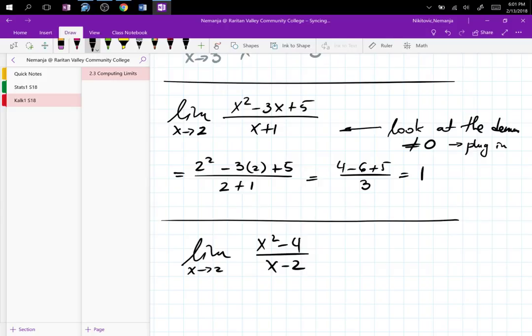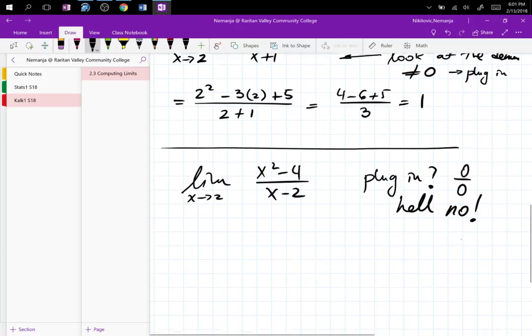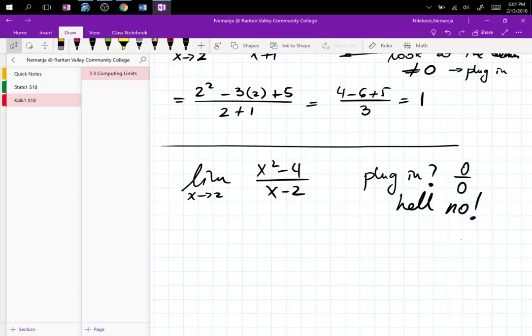Can I plug in? Sure, you can try. It won't work. What happens when I plug in 2? What do I get? I get 0 over 0, right? So can I plug in? Hell no. You can't plug in because you are not getting an answer like 1 or whatever we had before. So in this case, we can use method 2, which is factoring.